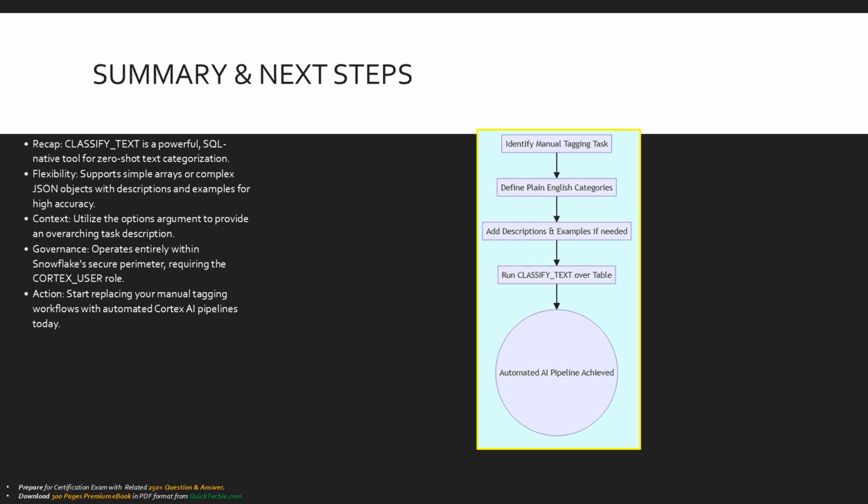Our final diagram serves as your implementation checklist. Start by identifying a manual tagging task in your business. Define your categories in plain English. If the task is nuanced, add descriptions and examples. Finally, run the classify text function over your data table.